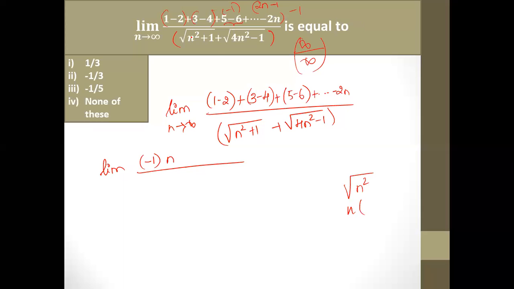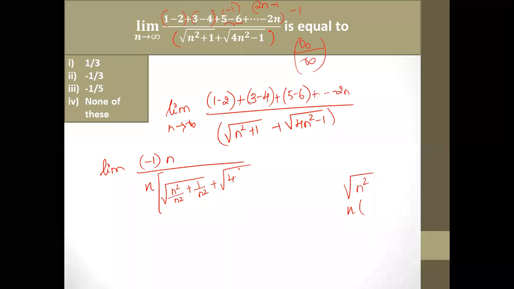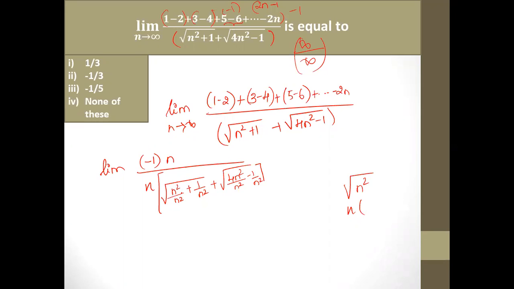So now you take n square common from both the terms. So you will get n outside. Inside the square root it is n square by, you are taking n square common, so you are dividing by n square: 1 plus n square plus square root of 4n square by n square minus 1 by n square. Taking n square common means you are dividing the terms inside the square root by n square.